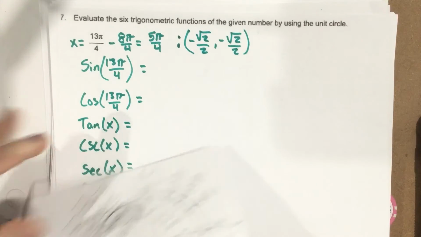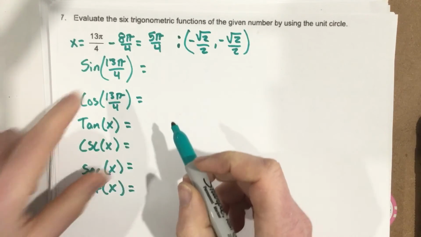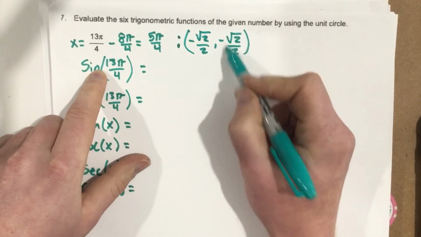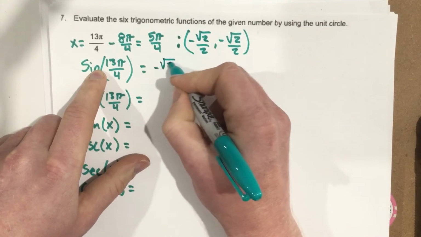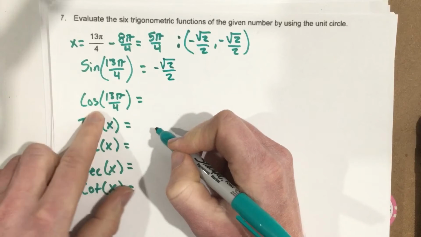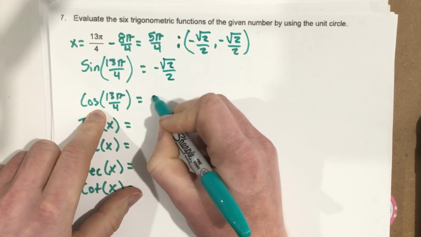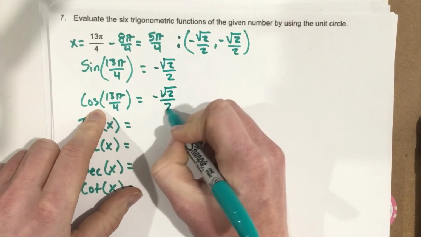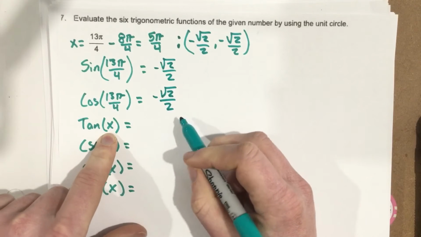So now that we've looked at the unit circle, we can go through and say sine, we know, is always the y value, so that's negative root 2 over 2. Cosine is the x value, which is also negative root 2 over 2, making this problem pretty easy.